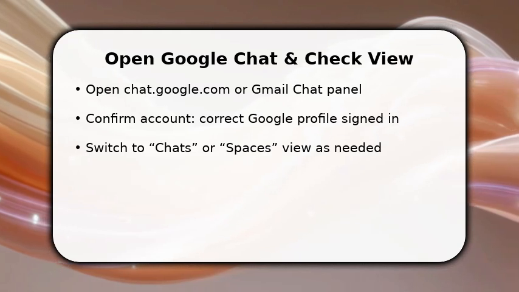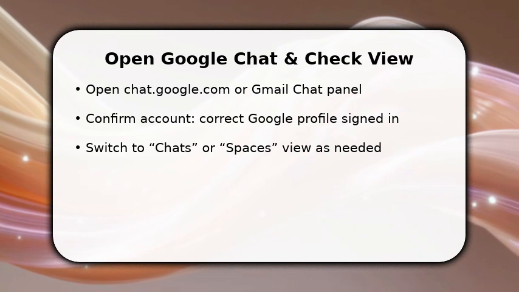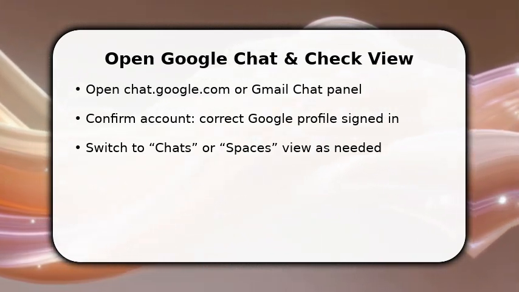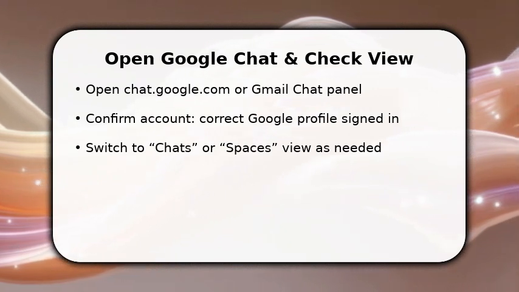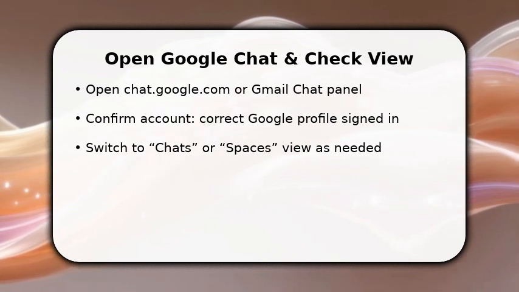Enjoy the video. You'll start by opening Google Chat in your browser or the Gmail sidebar. Make sure you're signed into the correct Google account because hidden conversations stay account-specific. Once done, switch views. Click Chats, Spaces, or Rooms depending on your layout so hidden items may reappear.